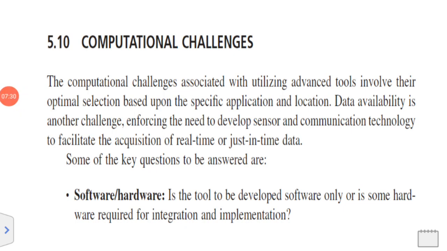The next topic is computational challenges. In this challenge, they utilize advanced tools to find the specific application and the location. Data availability is another challenge, in which sensors and communication technology are used to have real-time data. Now, some of the key questions which should be answered: what is required when you are using algorithms and computers in the power grid or the smart grid? Many things come to notice.